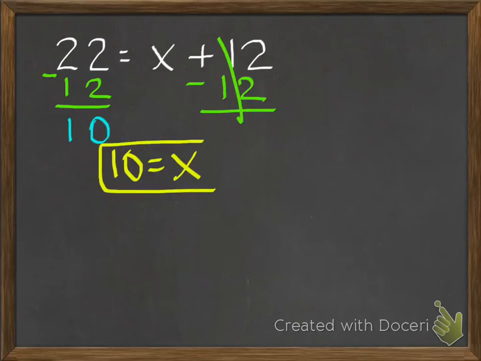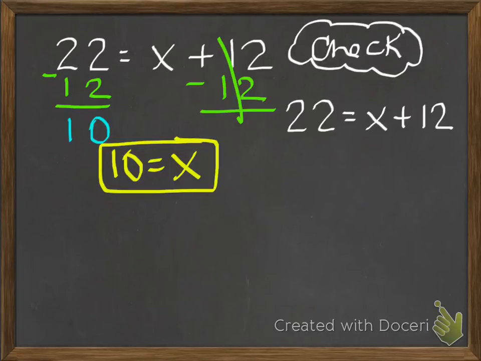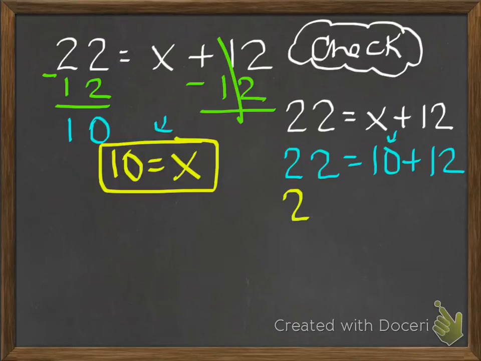You want to put a box around it, but on your quiz you'll have a line for it, so you want to put that on the line, and then you want to complete your check for it. So notice I've started with my original problem. On this line, I substituted the 10 that I got from right here in my answer over here for the x, so I go ahead and put that 10 in there, and then I solve. 22, which I never touch, equals, and then 10 plus 12 is in fact 22, so that is correct.